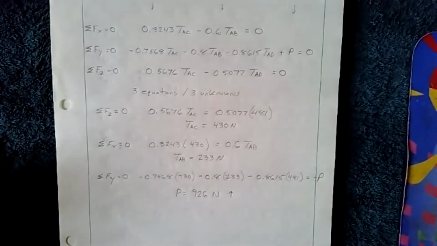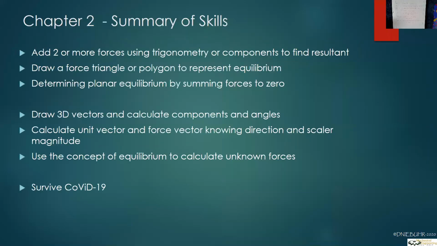Let me see. Oh, wait, I do have a conclusion screen. Sorry. There we go. So chapter 2 summary. So this is what you should come away with in chapter 2. Add 2 or more forces using trig or components. And you'll notice with the first homework assignment, the first few problems I meant you to use trig, not components, because that's what we focused on. If you didn't, that's not the end of the world, but do try to practice with both methods.